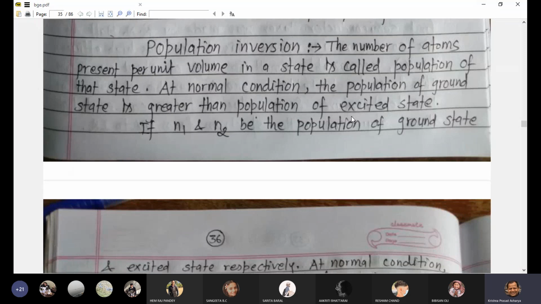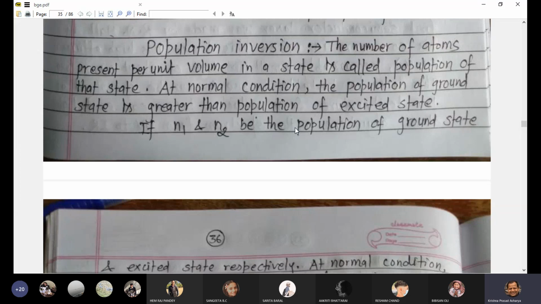Now, today we are going to discuss what is population and what we mean by population inversion. To know about population inversion, first of all, you should know what population is. Population is nothing but the number of atoms present in any state per unit volume. The number of atoms present per unit volume of a state is called the population of that state.